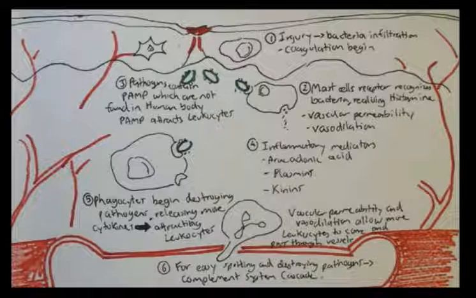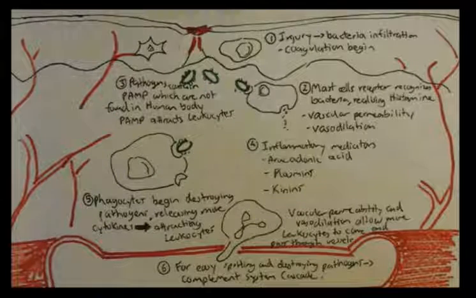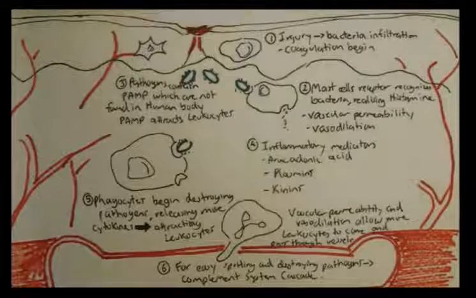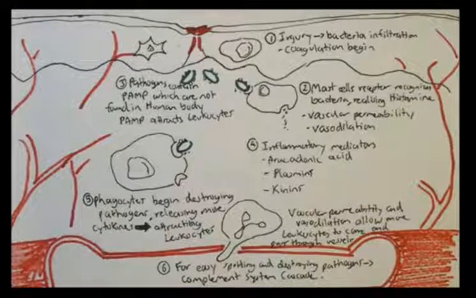And for easily spotting and destroying the pathogen, the complement system, the cascade, is activated through the plasmins and kinins. So please click on the innate immunity antigen presenting cell to continue this presentation into the adaptive immunity. And also there are other links available if you want to learn more about other specific things.